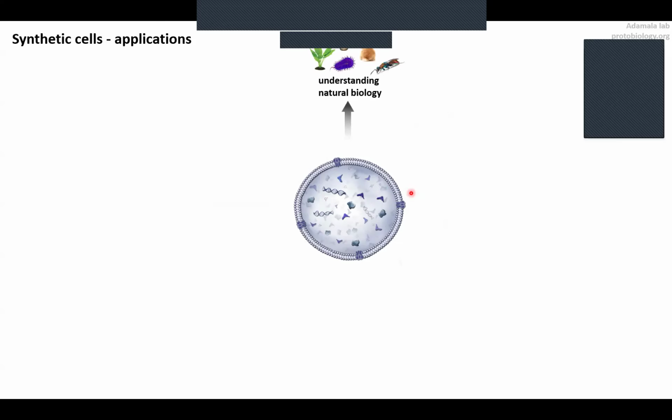And there is this awfully overused quote from Richard Feynman, which I actually love because it's very accurate. What I cannot build, I cannot understand. And that's true. We cannot think we're going to understand biological systems completely unless we actually can build them from scratch. So building synthetic cells helps us understand natural biology.